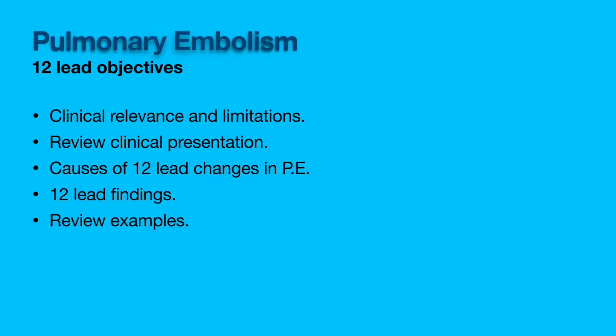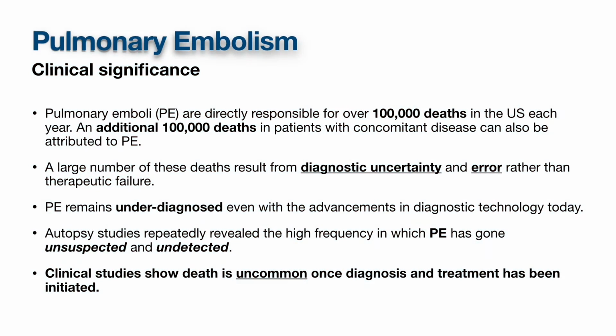So here are our 12-lead objectives for this content. Clinical significance of pulmonary embolism. Over 100,000 deaths can be attributed to PE each year. A large number of these deaths result from diagnostic uncertainty as well as error rather than therapeutic failure. In fact, studies have shown that once medical therapy has been initiated, mortality is significantly lessened. PE remains underdiagnosed even with all of the advancements in diagnostic technology today.